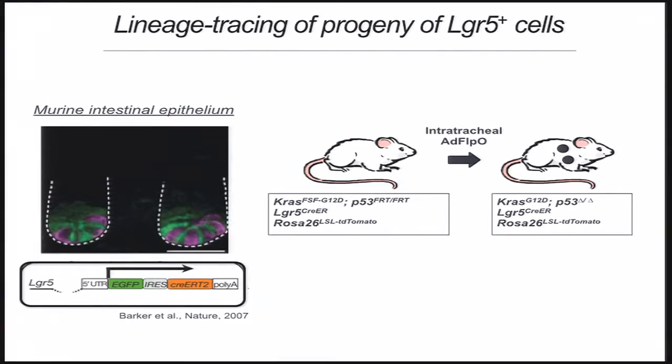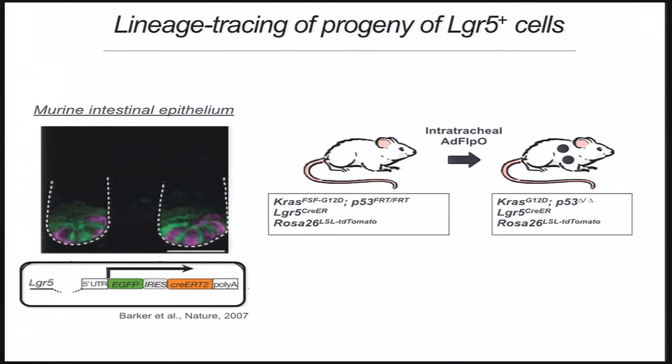Tuomas obtained this strain and then crossed it to a version of the KP mouse, here using Flp-FRT technology instead of Cre-lox technology. This is the most complex genotype I'll show you today, so it doesn't get any worse than this. This is the LGR5 Cre-ER knock-in strain combined with Ras and p53 controlled by Flp-FRT. And then we also have a tomato allele which can be activated by Cre.